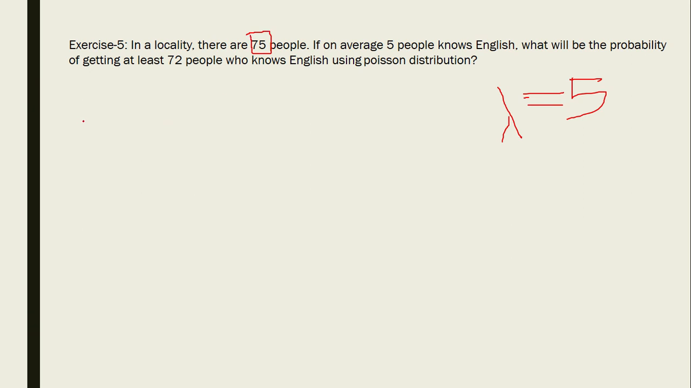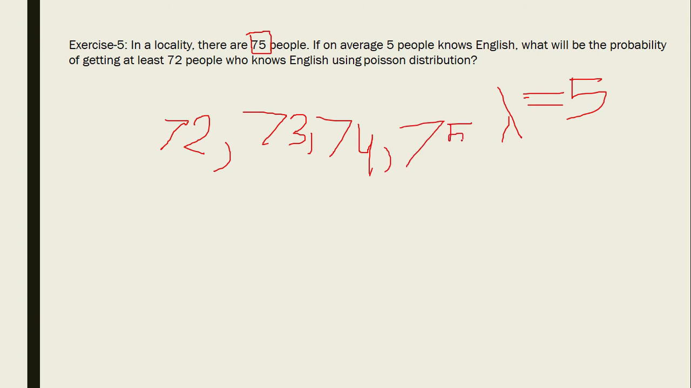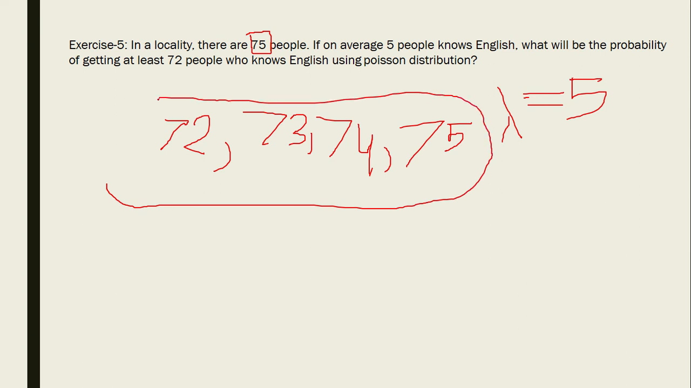That means we need to find 72, 73, 74, 75. So we can actually calculate this easily. What we will do is find the probability for these 4 and add them up, right? The summation will be the result. So I guess you can find the probability now, so I will leave the rest of the math to you.